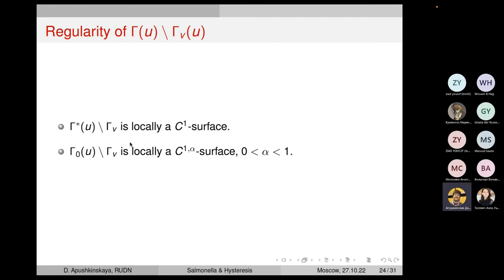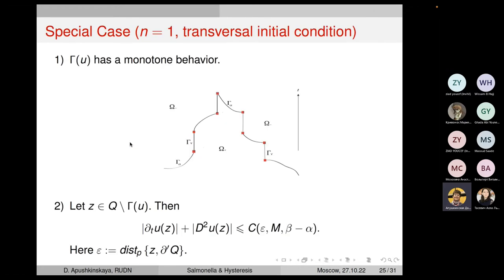This is what I told you concerning the regularity. I mentioned such results, and outside of the vertical parts, we have the necessary regularity. These are also not so bad results. And what we can also show is that in the one space dimensional case, with transversal initial conditions, that means the initial condition has no vanishing gradient, the spatial gradient is not zero.